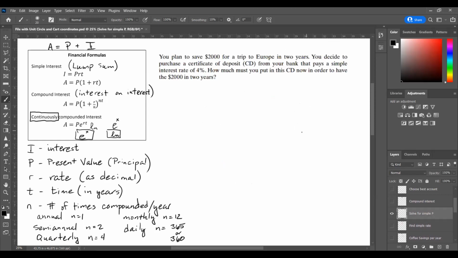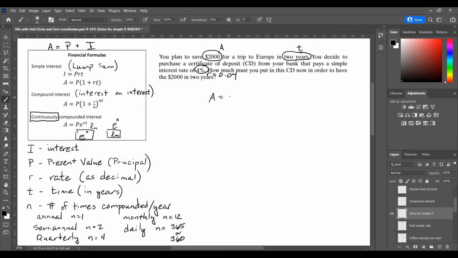Let's look at another problem. We're planning to save $2,000. That's what I want to have at the end, so that would be my A value. Trip to Europe in 2 years. So that looks like that would be our T value. We decide to purchase a certificate of deposit from the bank. It pays a simple interest rate of 4%, so R would equal 0.04. How much must we put in the CD now? So we're looking for P in order to have that 2,000 in 2 years.